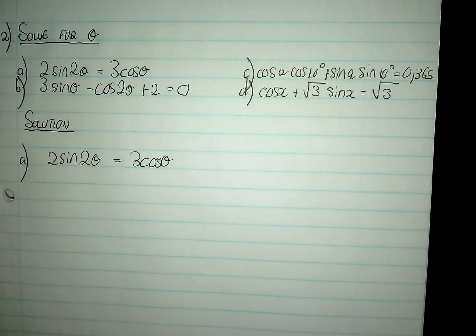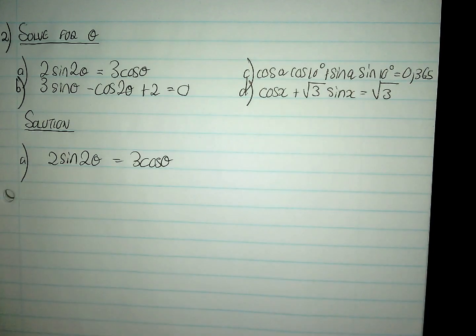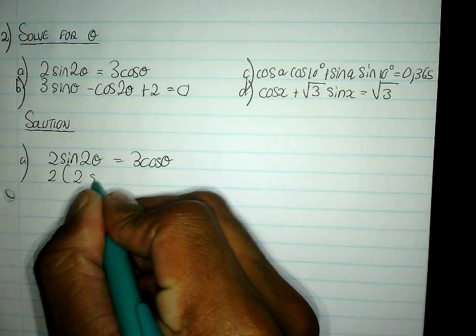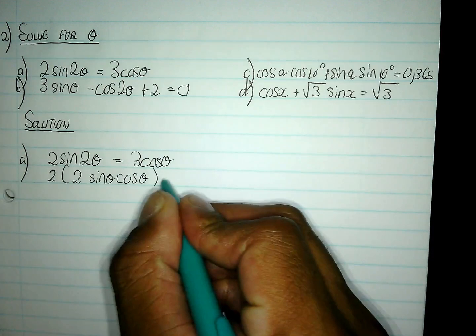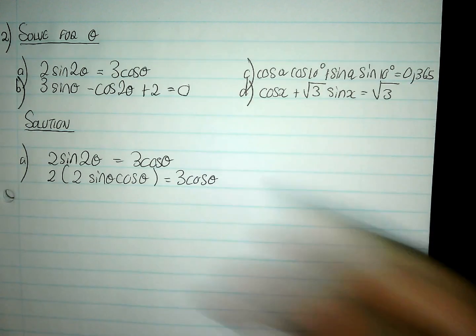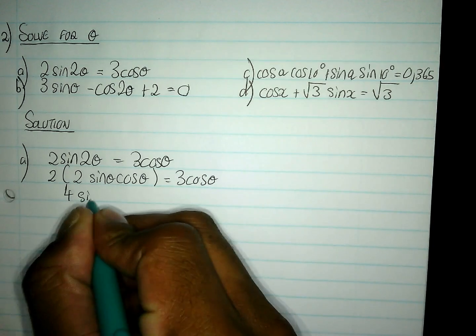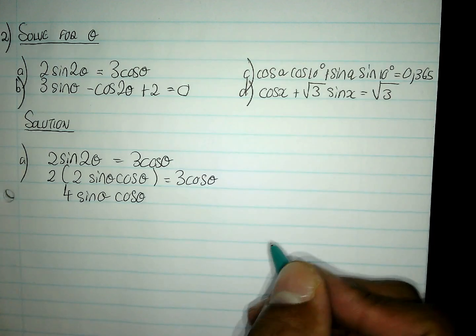Now the first one we have 2 sine 2 theta equals 3 cos theta. Now, because cos doesn't have its identity, you just have to make use of sine 2 theta. The identity for sine 2 theta is 2 sine theta cos theta, so we have 2 times 2 sine theta cos theta equals 3 cos theta. Then you multiply 2 and 2 and you get 4 sine theta cos theta. Then you're going to transpose, right?